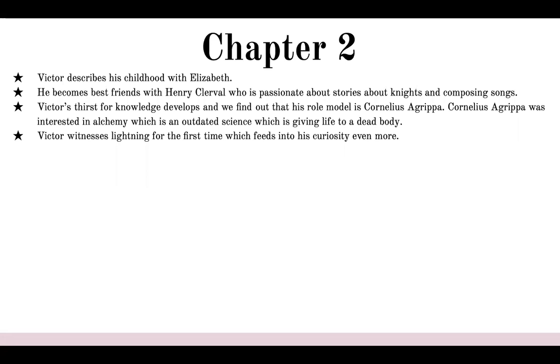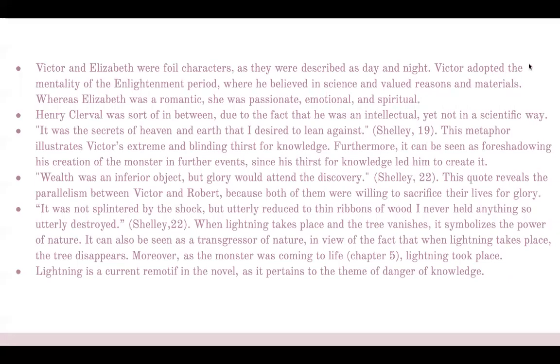Cornelius Agrippa was interested in alchemy, which is an outdated science of giving life to a dead body. So this is basically the definition of alchemy. And furthermore, Victor witnesses lightning for the first time, which feeds into his curiosity even more, because there's an undying curiosity.